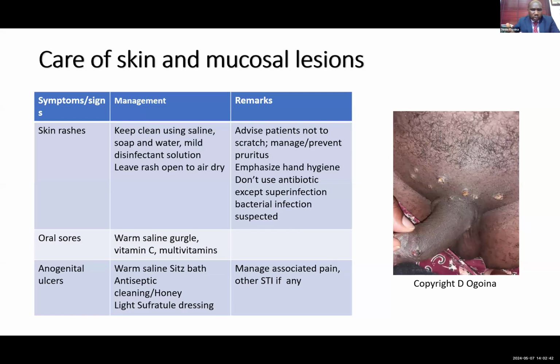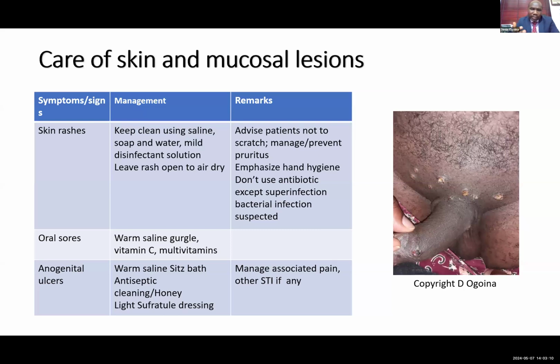It's something we do because of several challenges that we have. It's not recommended except you strongly suspect a bacterial superinfection. Of course, there will be erythema, there will be swelling, there will be significant pain, there will be persistent fever outside the prodromal period. Those are some of the reasons that you may want to suspect superinfection, secondary bacterial infection. Oral source, you want some saline gargle, vitamin C, multivitamins.